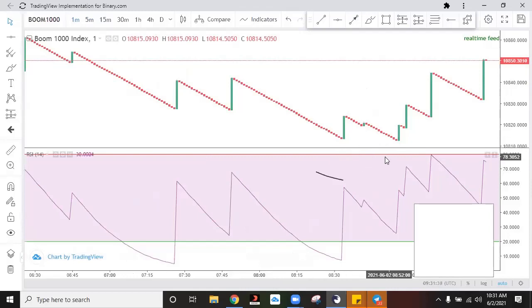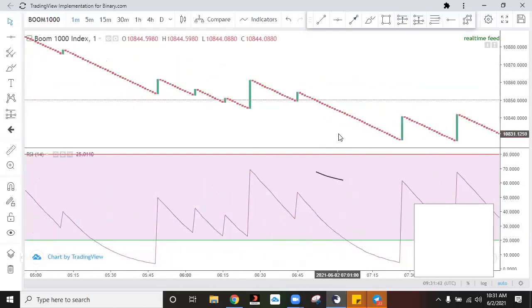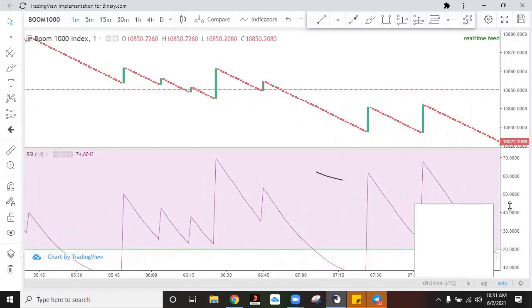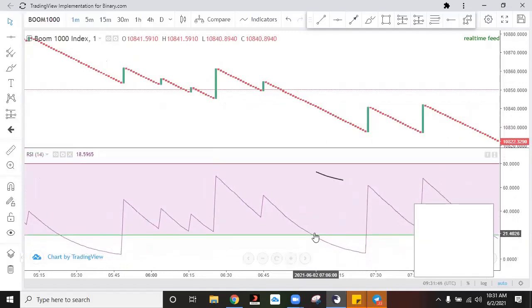Now, a lot of people at this junction will say, okay, price is overbought, let us sell. Price is oversold, let us buy. Between here, this is exactly where they wanted to place the buy, right? Straight here.